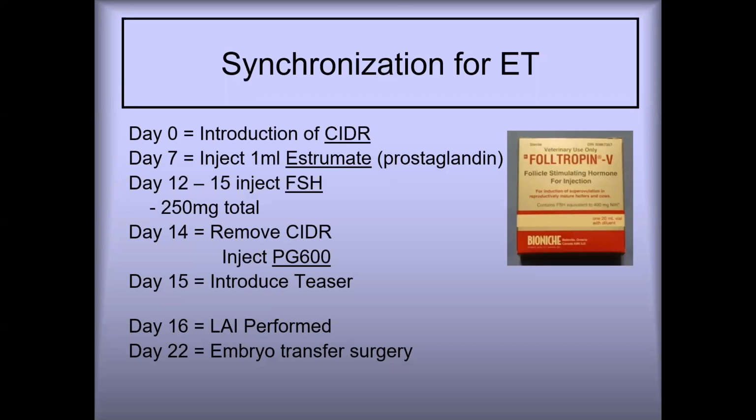Then on day 14, we're going to remove that CIDR. So we're taking that progesterone source away. They're going to go through the ovulation period. Day 15 is introducing the teaser. Day 16 is when the artificial insemination will be performed. And then day 22 will be embryo transfer.